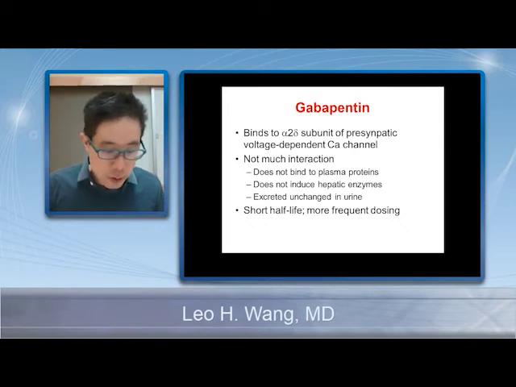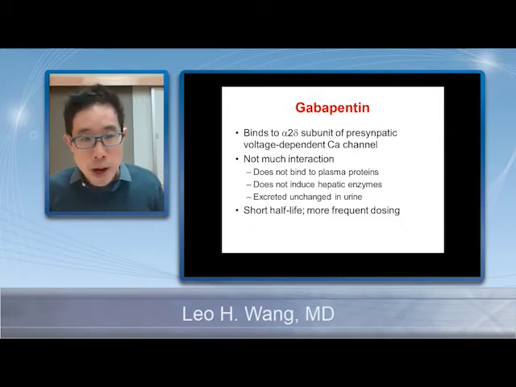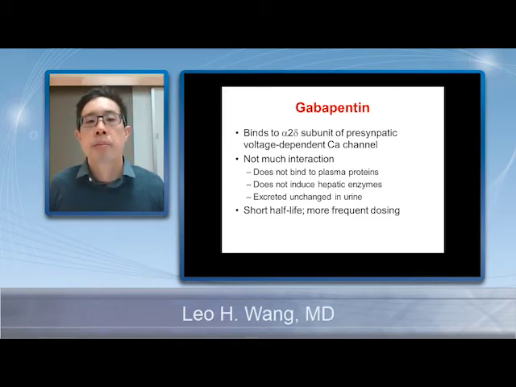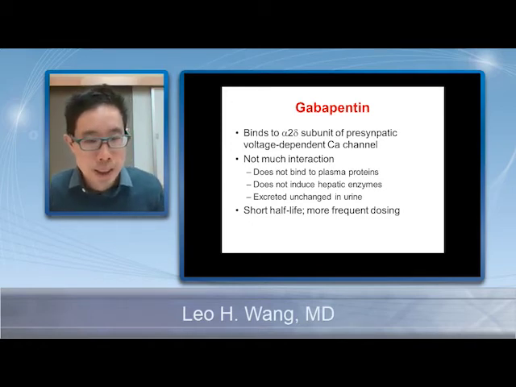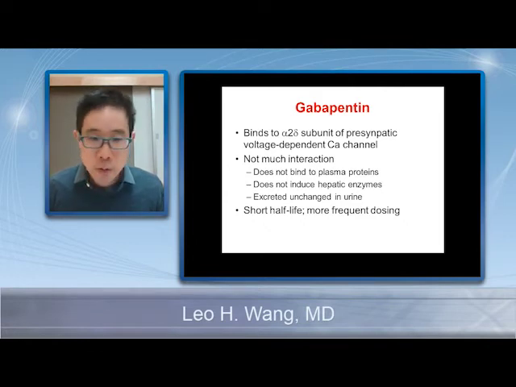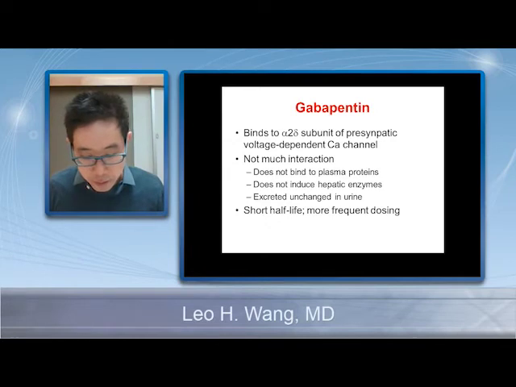Gabapentin and gabapentinoids are medications that bind to the alpha-2 delta subunit of presynaptic voltage-dependent calcium channels. This medication is good in that it does not bind plasma proteins and it does not induce hepatic enzymes. It's excreted unchanged in urine. It has a short half-life, and therefore one can probably get benefit from more frequent dosing. In terms of the frequency of dosing, sometimes you have to get up to 4 to 5 times.